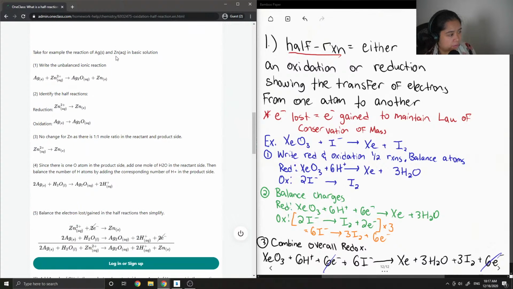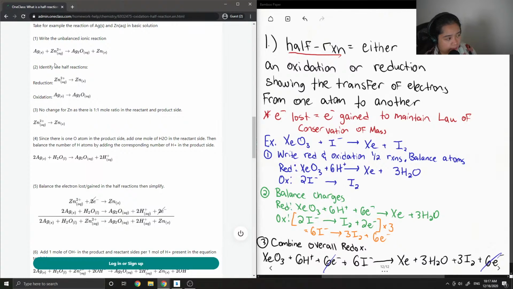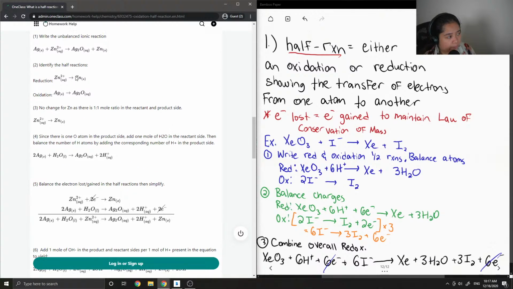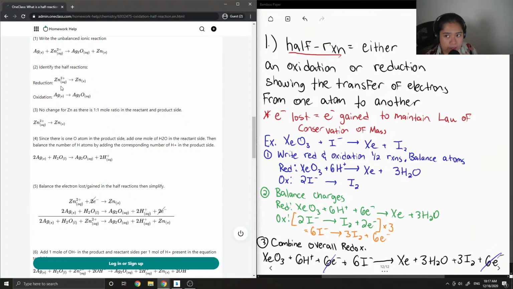And they have an example of silver and zinc. Step 1, write the unbalanced ionic equation. So silver solid plus zinc 2 plus makes this silver oxide plus zinc solid. They identified the half reactions. So the zinc 2 plus got reduced because its oxidation number went from +2 to 0. And the silver got oxidized. It went from an oxidation number of 0 to +1.